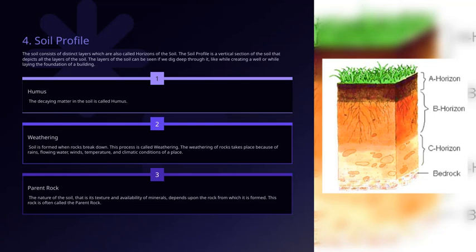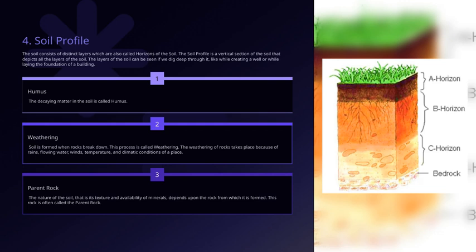Let's now explore the soil profile. The soil we see is made up of different layers, which are also called horizons. These layers form a vertical section that shows us the structure of the soil. If you've ever dug deep, like when creating a well or laying a building foundation, you've actually seen these layers firsthand.